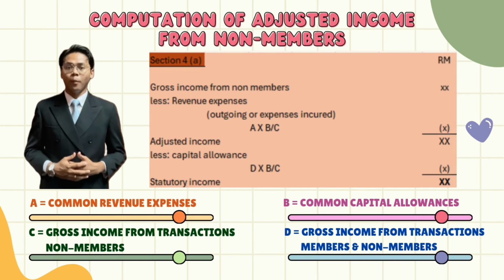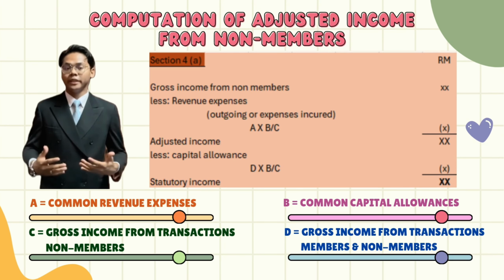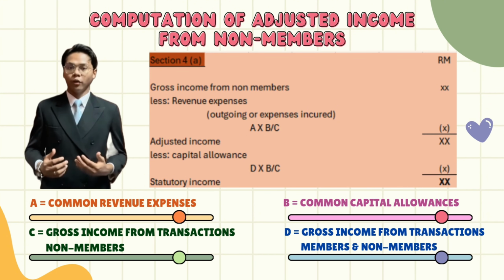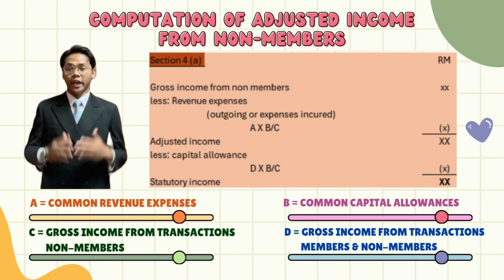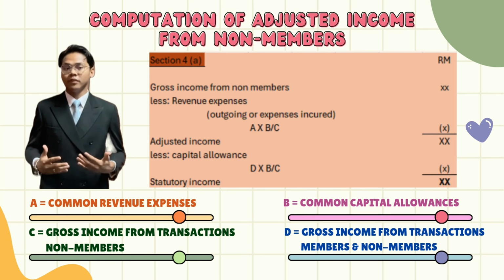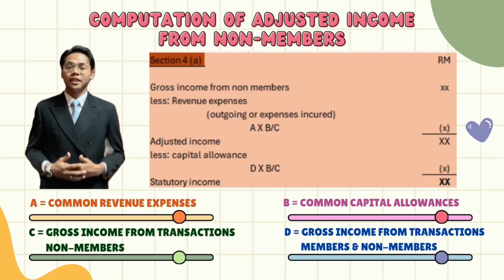Now, I would like to share about the computation of adjusted income from non-members. For Section 4A, that is gross income from non-members, less revenue expenses or outgoings or expenses incurred. That is formula A times B divided by C, where A is common revenue expenses, B is gross income from transaction with non-members, and C is gross income from transaction with members and non-members, which gives the adjusted income. After that, less capital allowance. The formula is D times B divided by C, where D is common capital allowance, B is gross income from non-members, and C is gross income from transactions with members and non-members. Then lastly, you can get the statutory income.